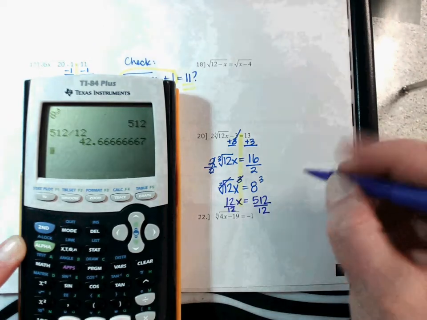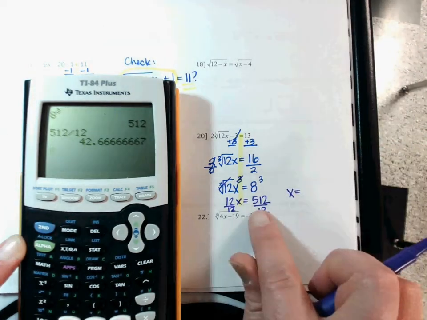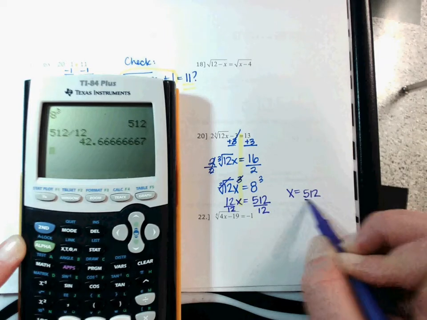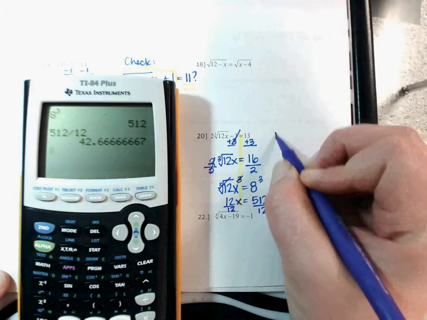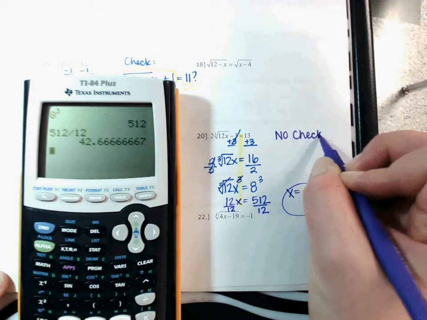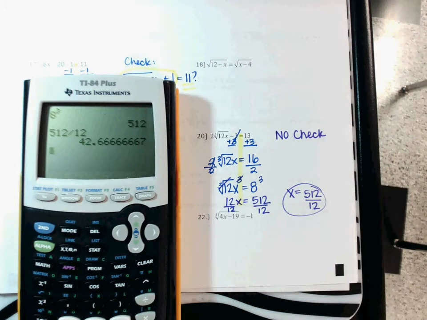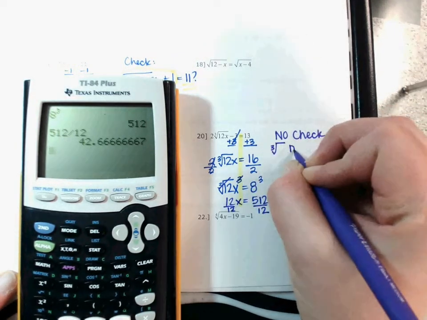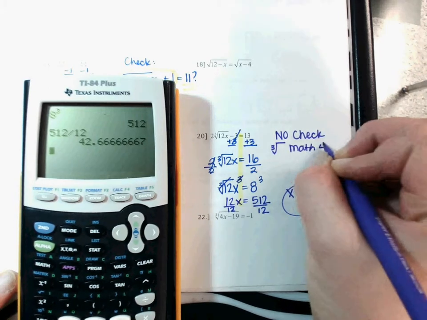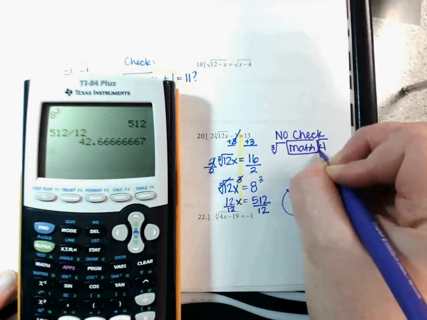And that gives me x equals, I'm just going to leave it as 512 over 12 so I don't have to write a big decimal. Now, when you check it, do you have to do it if it's a cube? So I'm going to write over here, no check. You can check it still if you want to, just to make sure you got it right, but you don't have to. Now, if you did want to check, how do you pull up the cubic root in the calculator? Math 4. Very good. So I'm going to put right here, that in the calculator is math 4.